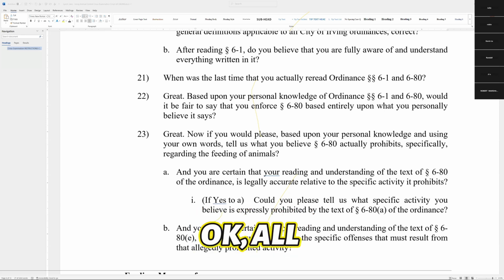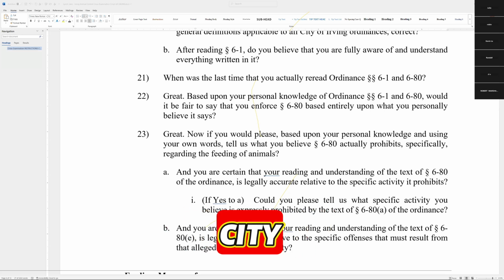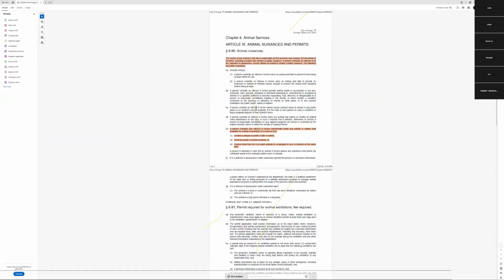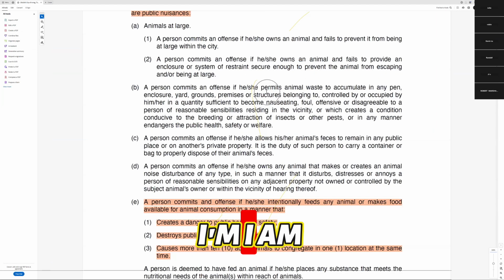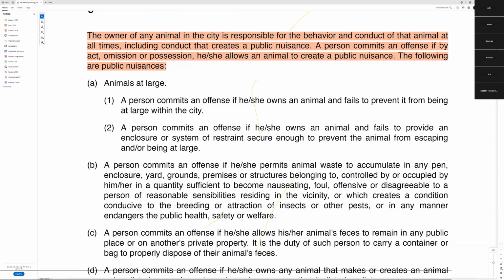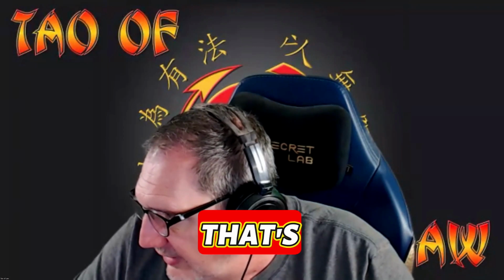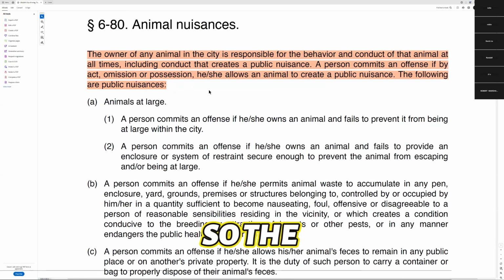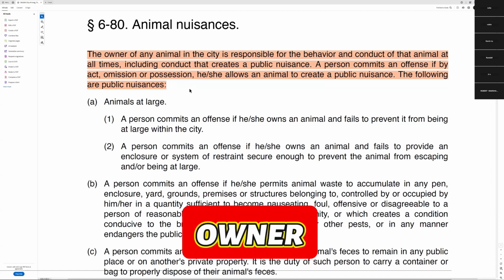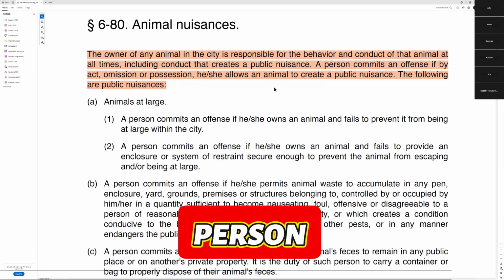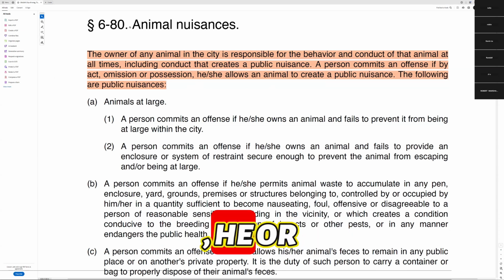So, the owner of any animal in the city is responsible for the behavior and conduct of any animal at all times, including conduct that constitutes a public nuisance. I'm sorry, I am also incorrect. The A is not above this, which it normally would be. That's how statutes would be written. So the general part of 6-80 reads, the owner of any animal in the city is responsible for the behavior and conduct of that animal at all times, including conduct that creates a public nuisance. A person commits an offense if by act, omission, or possession, he or she allows an animal to create a public nuisance. The following are public nuisances.